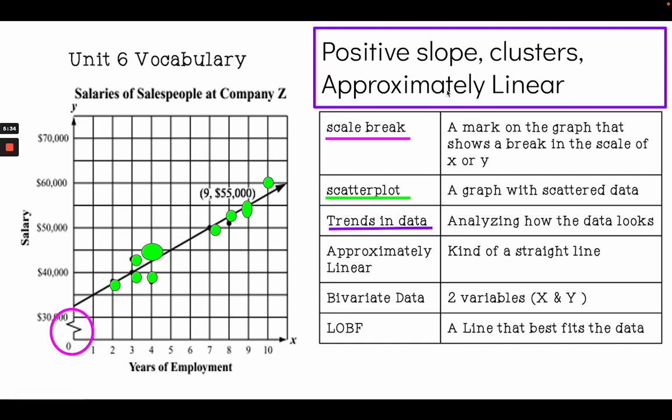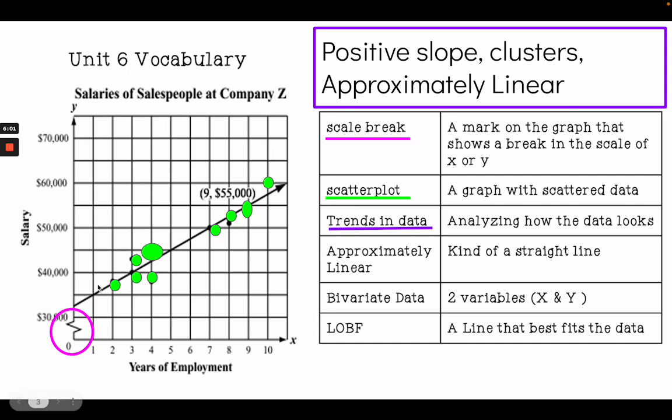Another trend in data is, what does it look like? Are the points all over the place? Are there points that are out here and down here and away from the other data? We would call those outliers. So if we had a point up here or a point down here and a point that's not close to this line, we would call that an outlier.